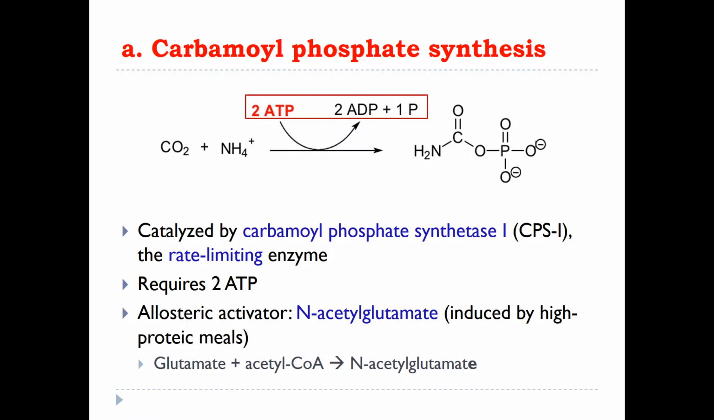The first reaction in the urea cycle is the synthesis of carbamoyl phosphate. This happens when the ammonia that is produced in the deamination process of glutamate in the previous step interacts with carbon dioxide and 2 molecules of ATP and forms carbamoyl phosphate. This reaction is catalyzed by carbamoyl phosphate synthase, which is a mitochondrial enzyme that represents the rate-limiting enzyme for the entire cycle. It is allosterically activated by N-acetyl glutamate, which is formed in a reaction between glutamate and acetyl coenzyme A, and is in ample supply after a highly proteic meal.